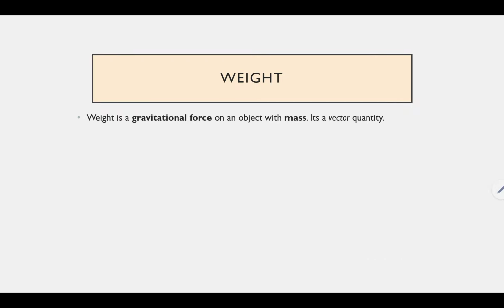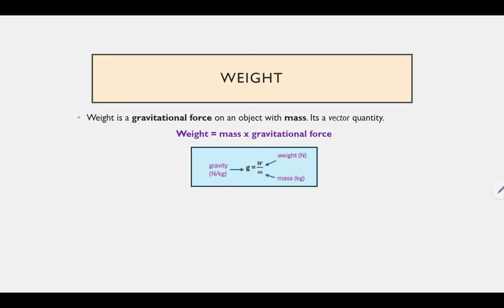Now let's talk about weight. Weight is a gravitational force on an object with mass. Gravity on Earth is with direction, like we're always pointing gravity down towards the core of Earth. So since we have direction, it's a vector quantity. When we want to put them in an equation together, weight is equal to mass times the gravitational force.